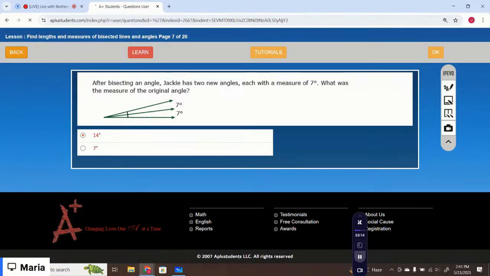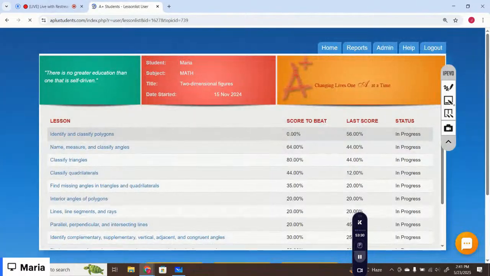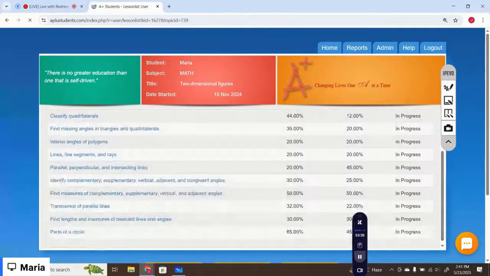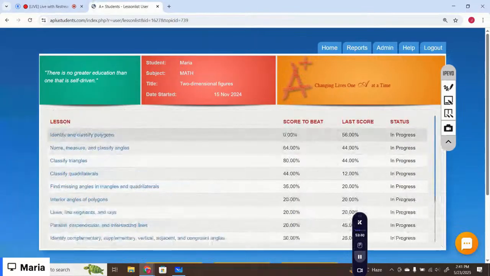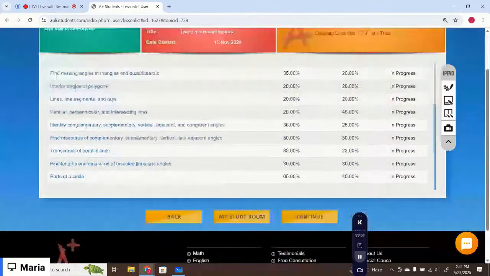Okay, you can complete the lesson by yourself later today. So we were working on grade 7 math. The chapter we're working on is two-dimensional figures. The lessons we have covered today are identify complementary, supplementary, vertical, adjacent, and congruent angles; find measures of complementary, supplementary, vertical and adjacent angles; transversal and parallel lines; and find lengths and measures of bisected lines and angles.